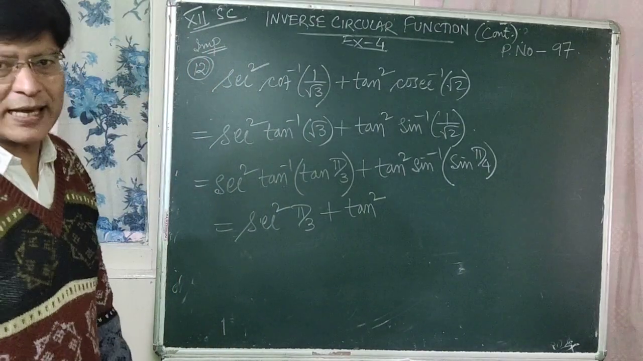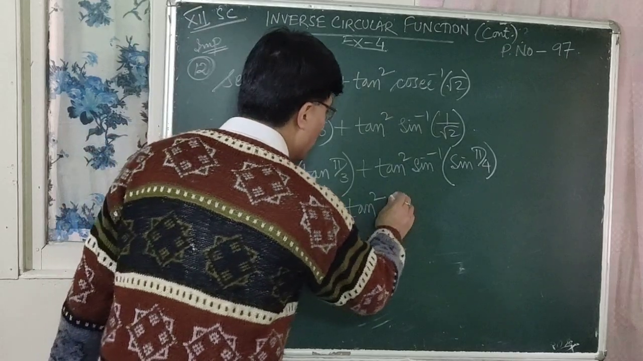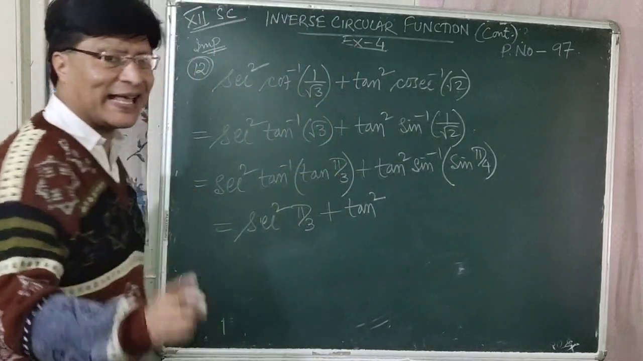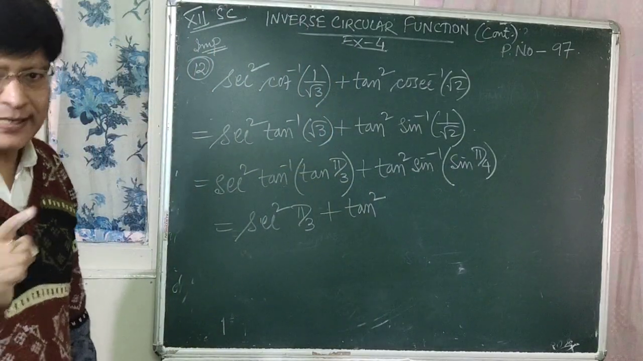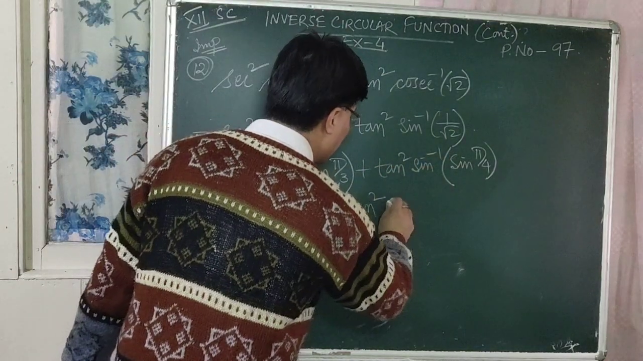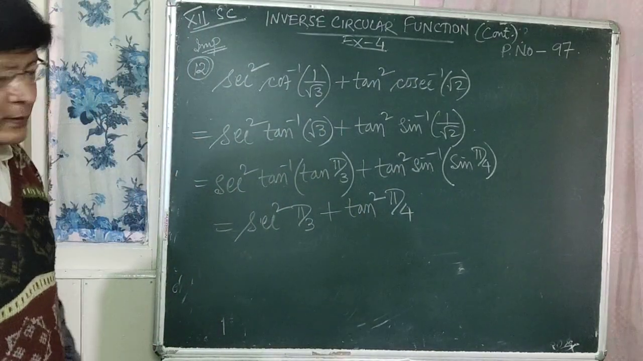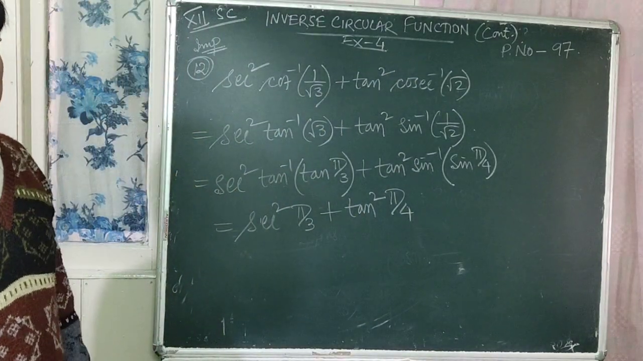What is sin inverse sin pi by 4? Sin inverse sin pi by 4 is pi by 4, because sin inverse sin x, as you know, is x. Sin inverse sin x is equal to x. So sin inverse sin pi by 4 is pi by 4. Now let us write down the value.